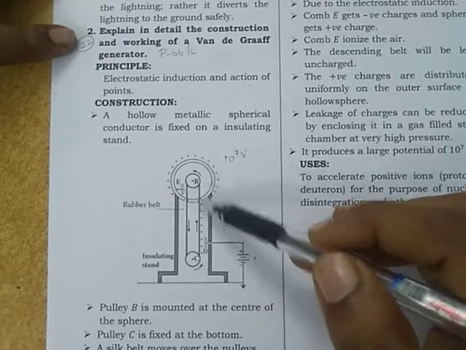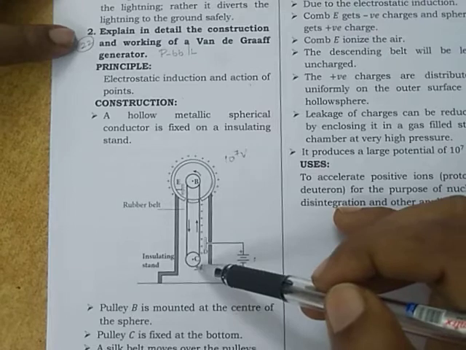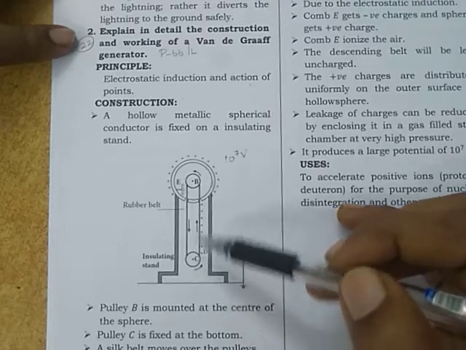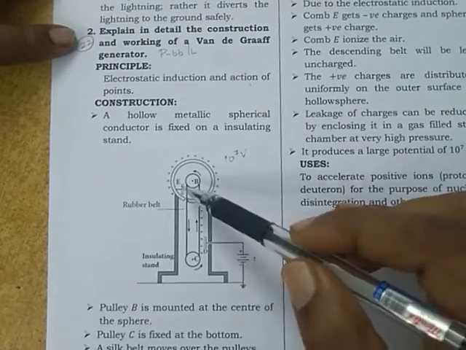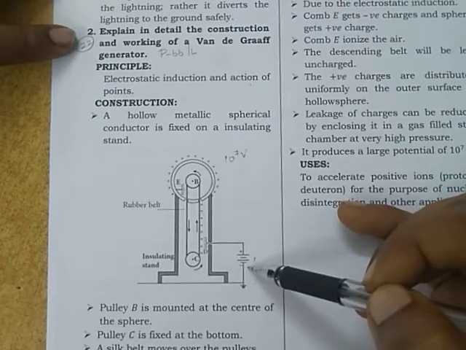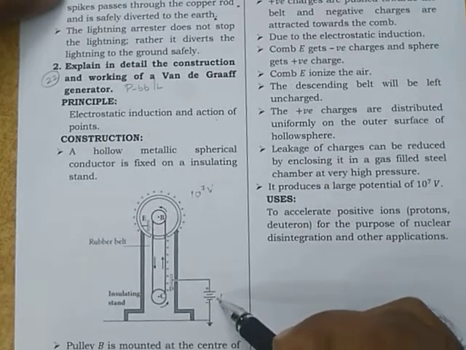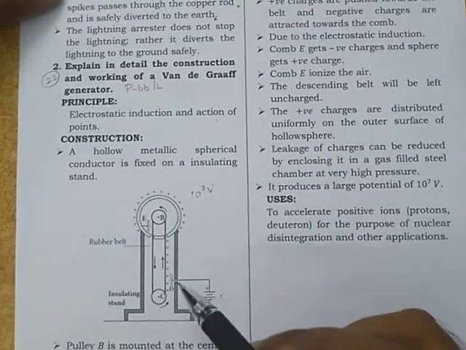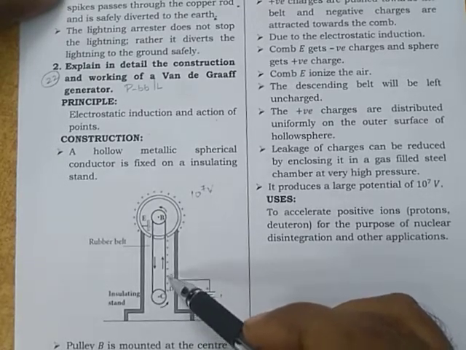These two pulleys are connected with a silk belt. The pulley C is continuously run by an electric motor. Then there are two comb shaped needles, D and E. D is connected to a positive potential. After applying the potential of 10 power 4 volt, the comb D will ionize the air in between the comb and the belt. Then positive charges are repelled and negative charges are attracted by the needle.